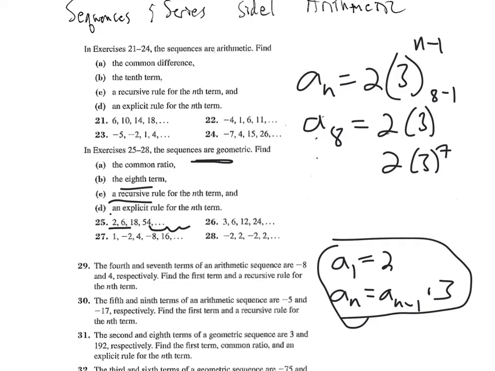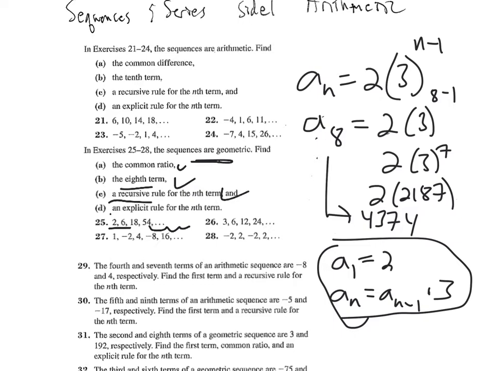So 3 raised to the 7th power is 2187. Here, I'll write that down for those of you that like me to write out more things. 2187. Then I've got to multiply that by 2. And so the 8th term is 4374. So I've done the common ratio, the 8th term, the recursive rule, and the explicit rule. Why don't you go ahead and try number 26? Stop the video, come back and watch me do it.